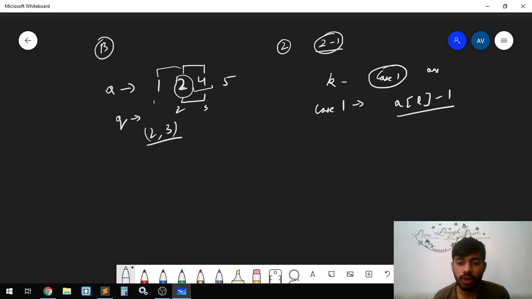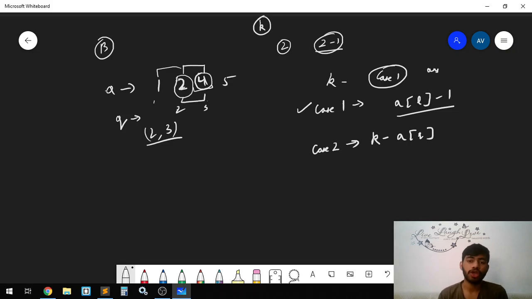Okay, so now let's see the other case, that is case number 2. In case number 2, we do the same thing that we did in case 1. We just need to check for the greater element. In the same way, when we look at the largest element, that is number 4, and there are k elements in total, then we can say that k minus a of r elements will be replaceable with the 4.